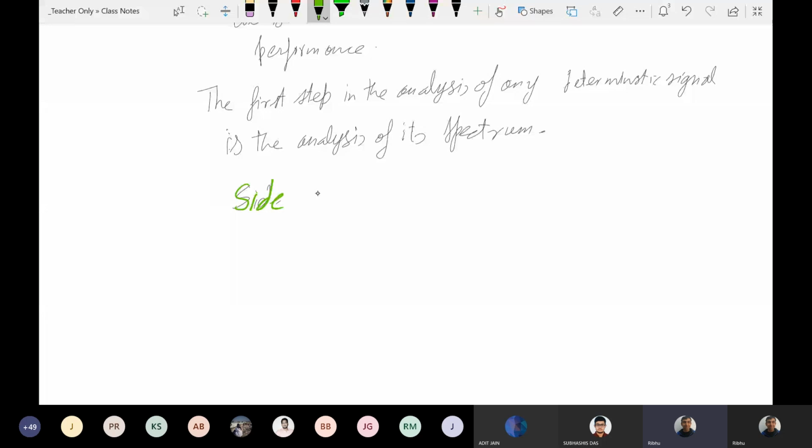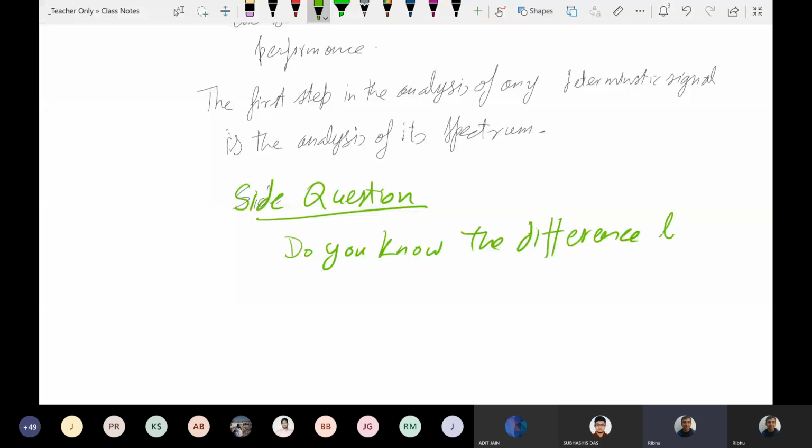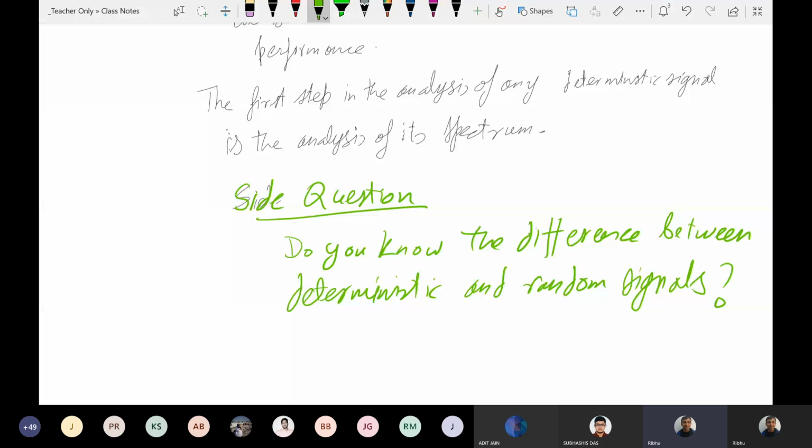So side question, do you know the difference between deterministic and random signals? Do you know the difference between deterministic and random signals?